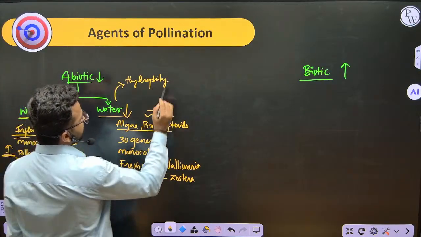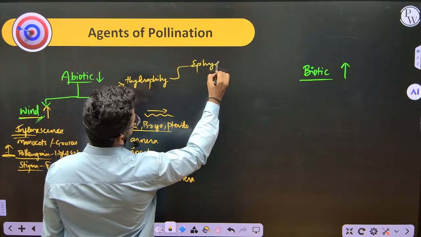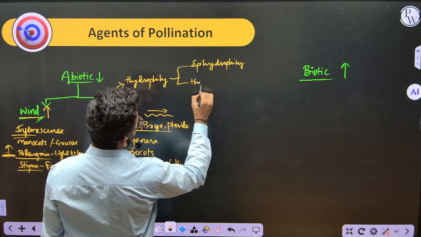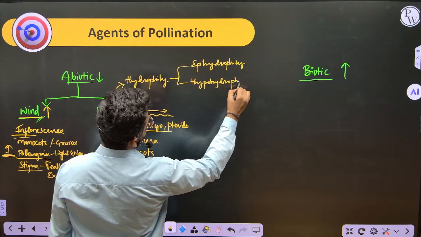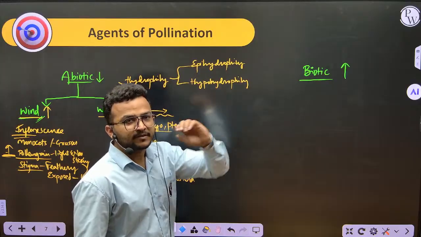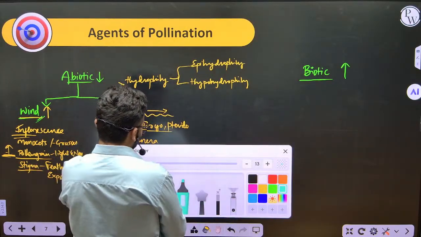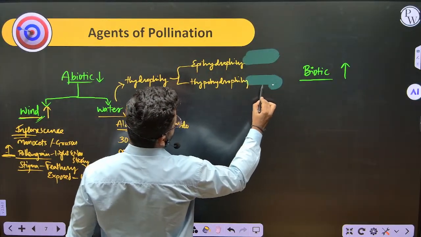In the hydrophily, there are two types you will be seeing: epihydrophily and hypohydrophily. Two types of pollination we will be seeing here. Epihydrophily in the sense what? Epi means upper surface. So think that there is a water layer here, this much of water.